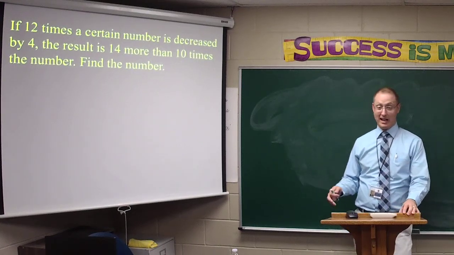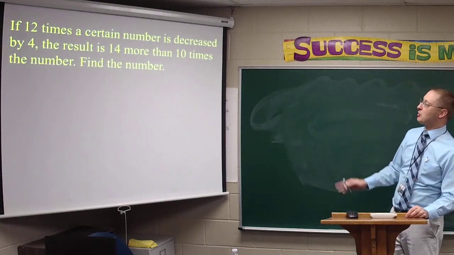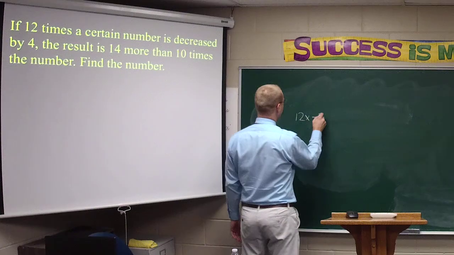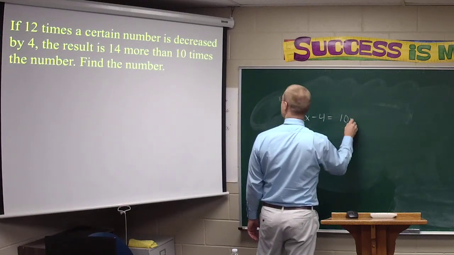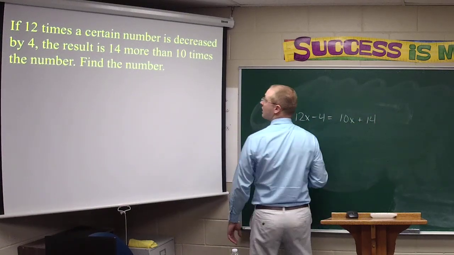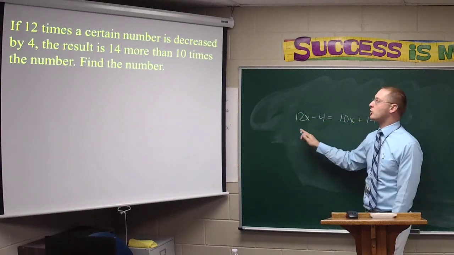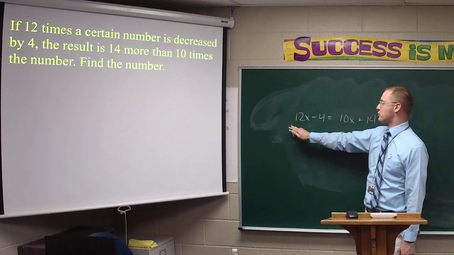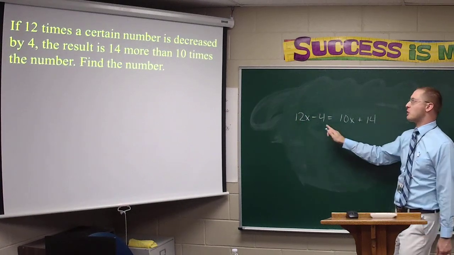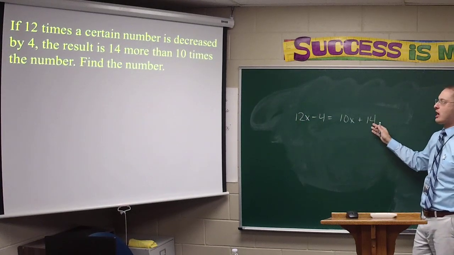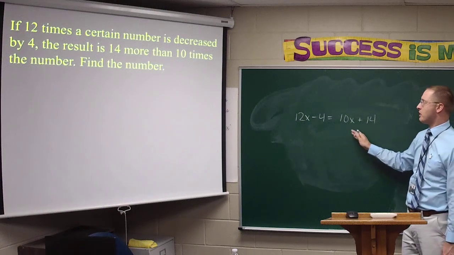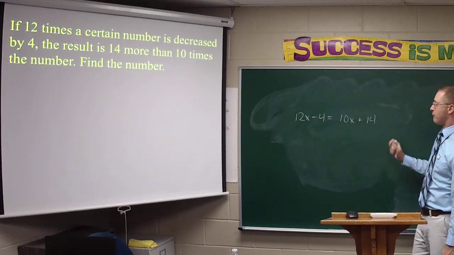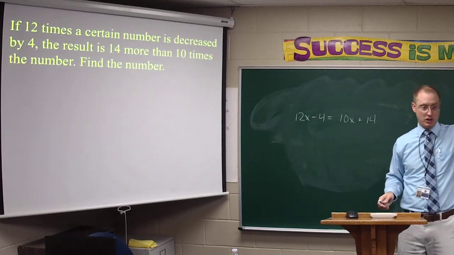And Kendall's up here like, I beat all of y'all anyway. All right, Kendall, what's the equation? 12x minus 4 equals 10x plus 14. Good. If 12 times a certain number is decreased by 4, not taken from 4, but decreased by 4, so we do want the 12x minus 4. The result is, or equals, 14 more than, which generally means flip the order, though addition is commutative. But I like that she put the 10x before the plus 14, though it would not be wrong to have 14 plus 10x. How many have this equation?